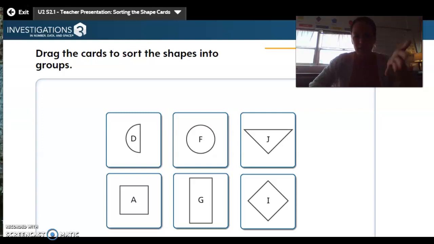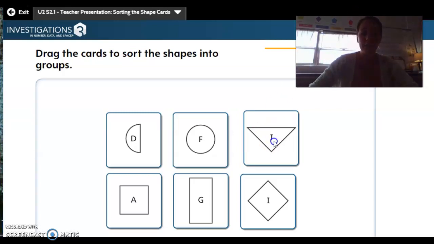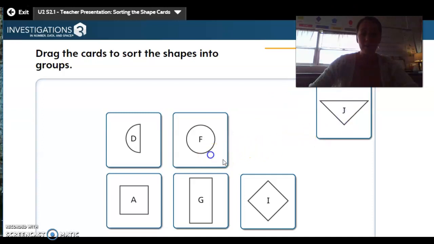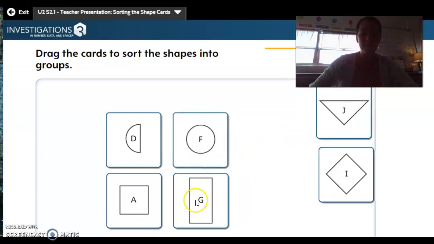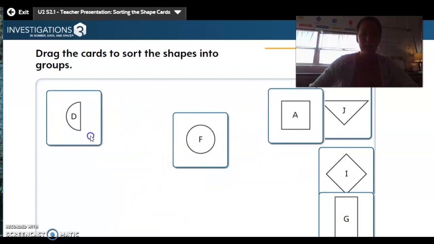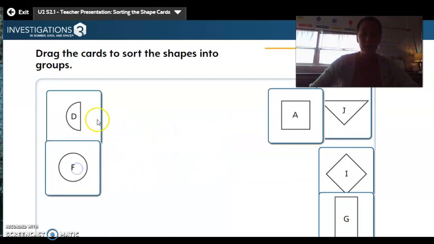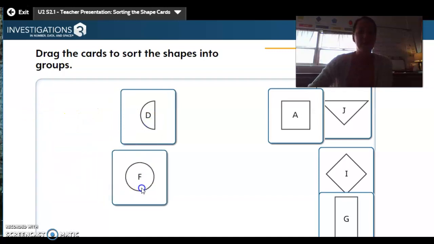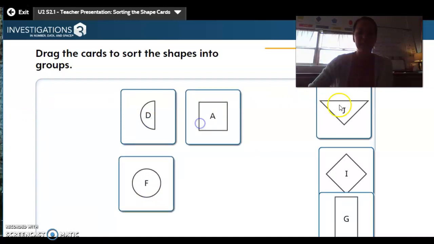Could you separate the cards that I have on my screen right now into maybe 2 different groups? Maybe we could do all of the shapes that have straight lines in one group, and those that have curved lines in another group. Is that one way to do it? Okay.